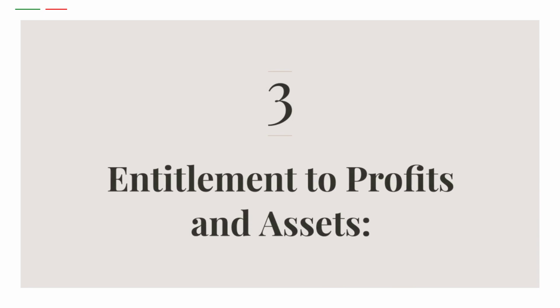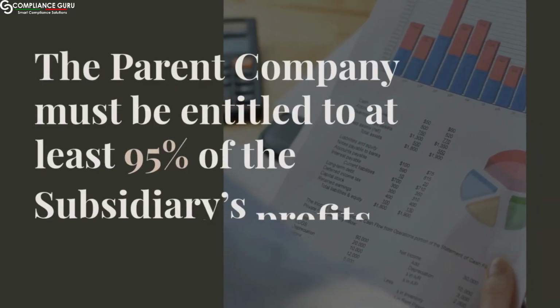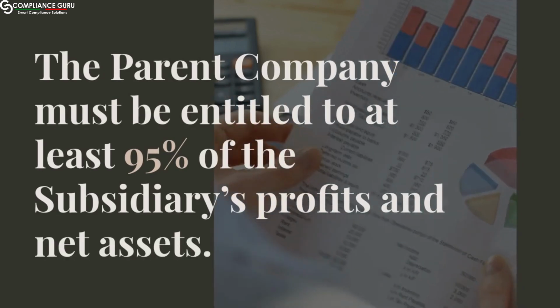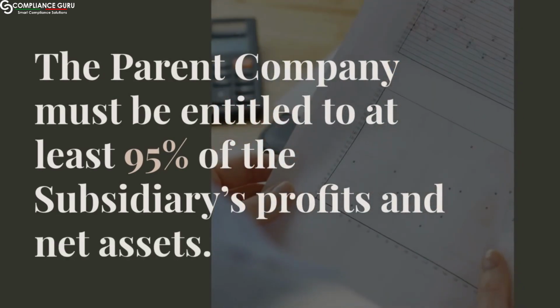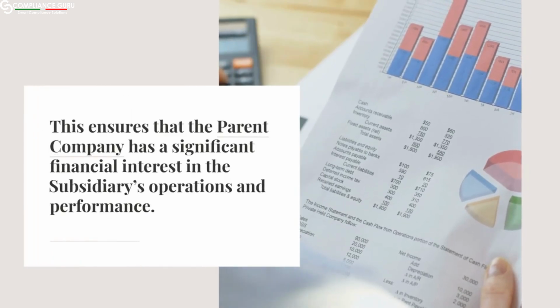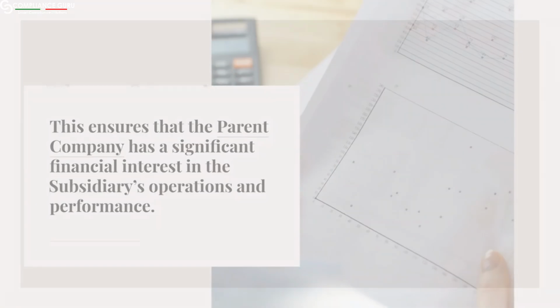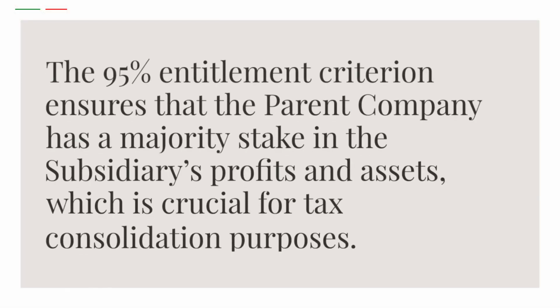3. Entitlement to profits and assets. The parent company must be entitled to at least 95% of the subsidiary's profits and net assets. This ensures that the parent company has a significant financial interest in the subsidiary's operations and performance. The 95% entitlement criterion ensures that the parent company has a majority stake in the subsidiary's profits and assets, which is crucial for tax consolidation purposes.